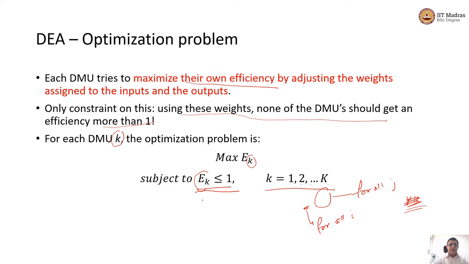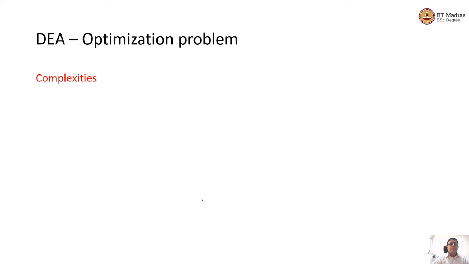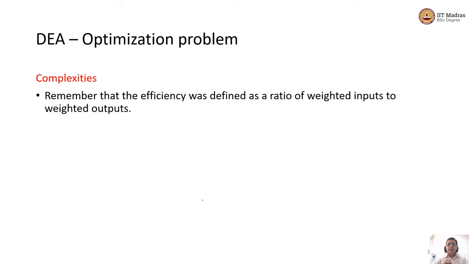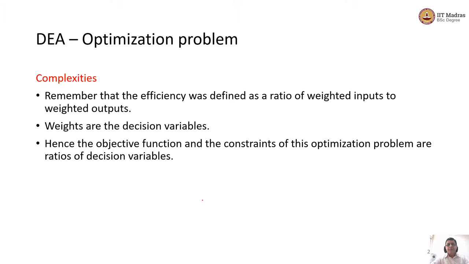So, this optimization problem is not going to be an easy problem to solve, because we have an objective function as well as constraints which are not linear functions of the decision variables. Both the objective function as well as constraints are ratios of decision variables. Since they are ratios, they are essentially a non-linear formulation. So what we have is a non-linear optimization problem. You never had a primer on non-linear optimization. You only have understood how to solve linear optimization problems.